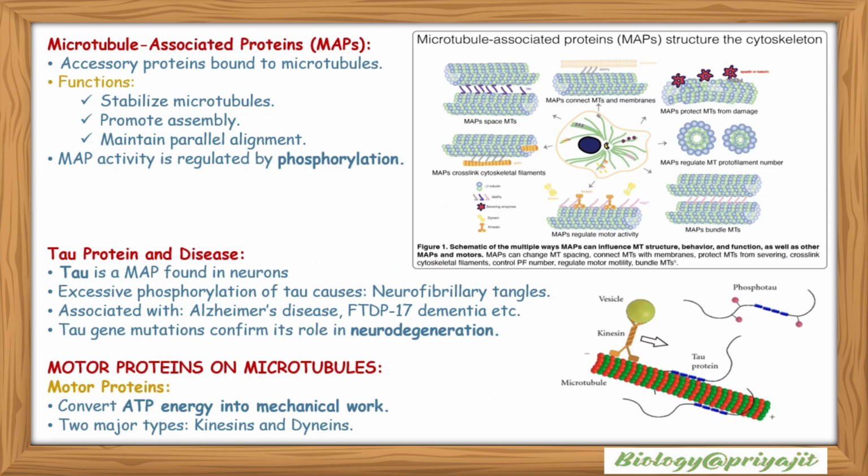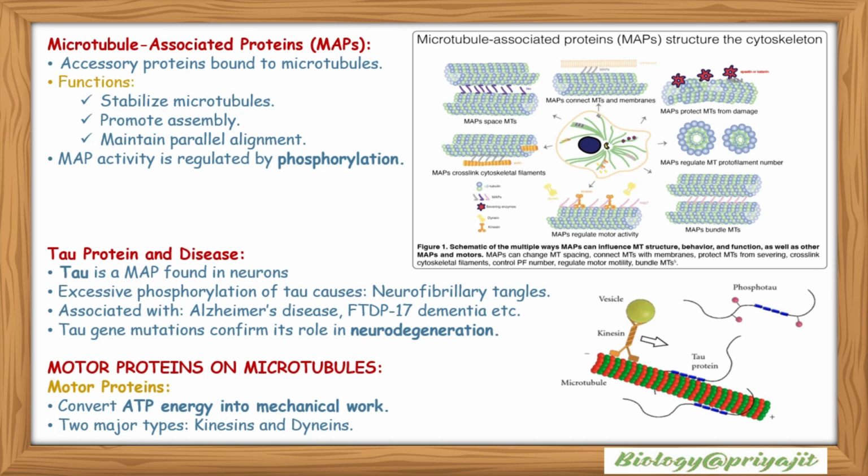They are accessory proteins bound to microtubules. Their functions: they stabilize microtubules, promote assembly and maintain parallel alignment. MAP activity is regulated by phosphorylation. This is the microtubule associated protein, and they regulate microtubule activity.